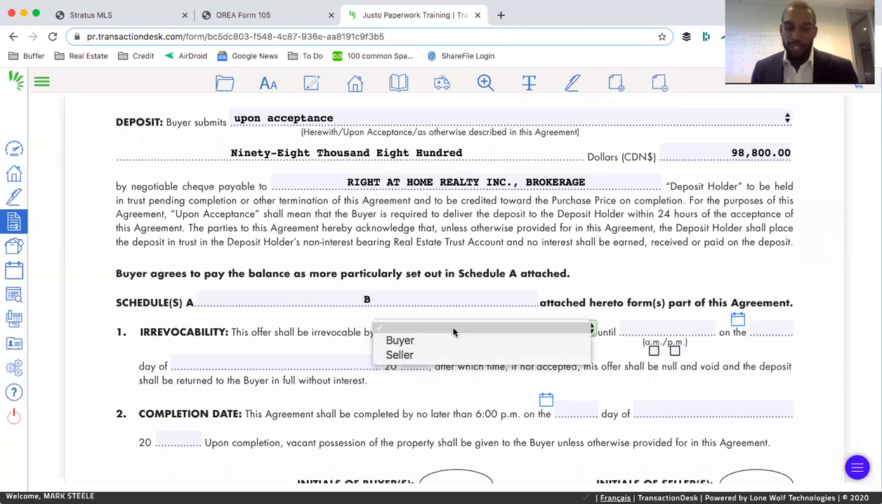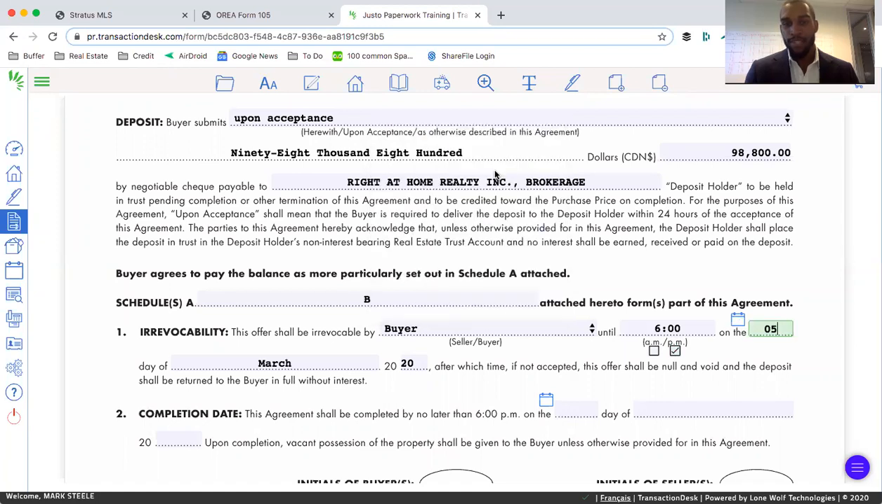Now for the irrevocability, what this means is, because we're on the buyer side, we're going to say the buyer essentially cannot take back or change the offer that we submit for a certain period of time. So irrevocability means the time period that you can't change your offer. Okay, so because we're on the buyer side, once again, we're going to say buyer, this offer shall be irrevocable by the buyer until, let's say, 6 p.m.